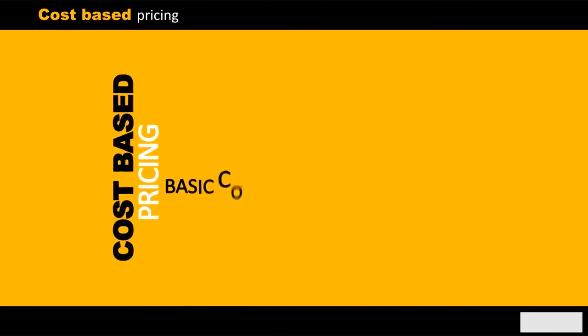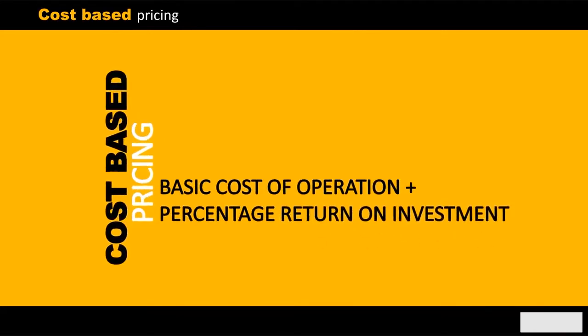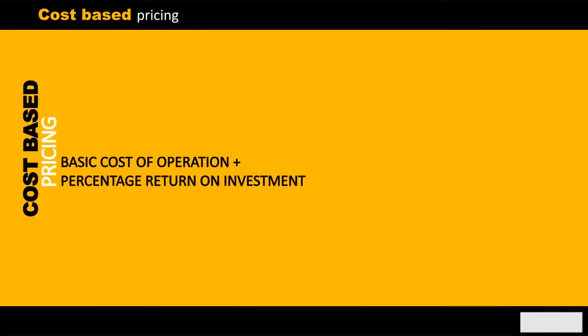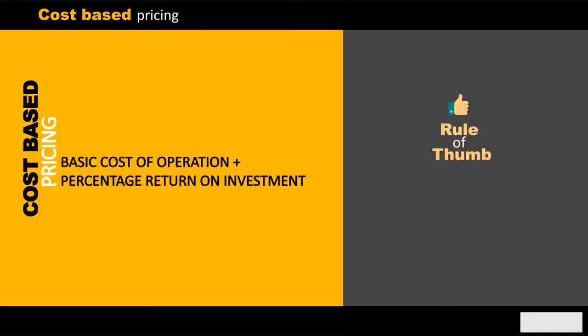Cost-based pricing is a room rent determination technique that covers the basic cost of operations at a given level of service, along with the predetermined percentage of return on investment. This can be explained better through a couple of theories like rule of thumb and Hubbard formula.